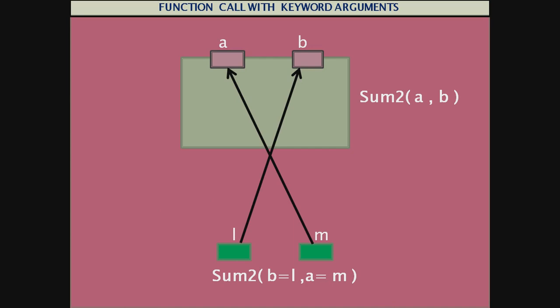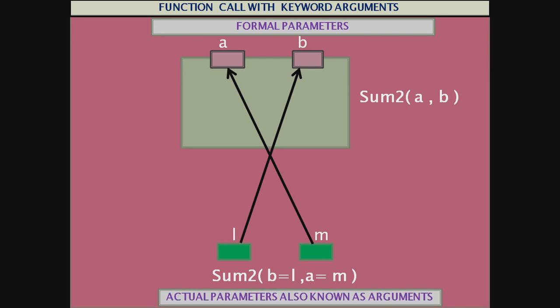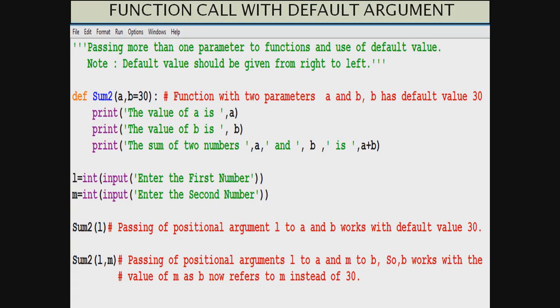So the function works in this way. It will execute. See, it executed. How did it execute? L gave the value to b and M gave the value to a. This is the use of keyword arguments. And you all know a and b are the formal parameters and L and M are the actual parameters, or actual arguments. Now let us talk of function call with default arguments.